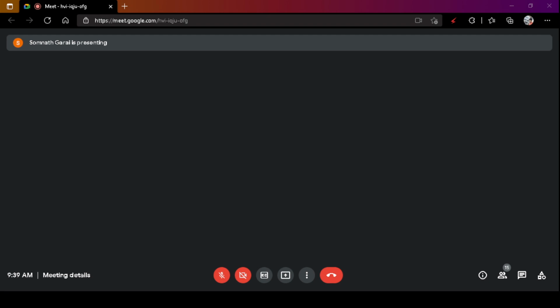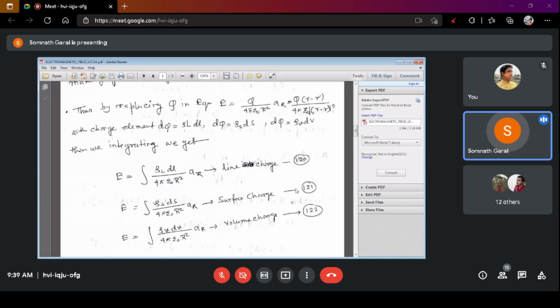Electric field intensity for the charge distribution of the line charge, the surface charge, and the volume charge. Now, capital E is equal to q by 4 pi epsilon naught r square. First we have to replace this q with the earlier equation 119, right?